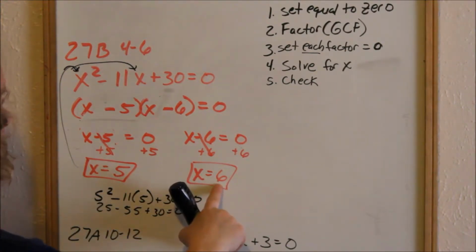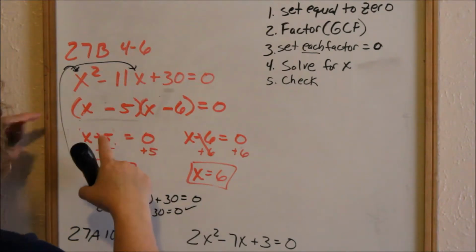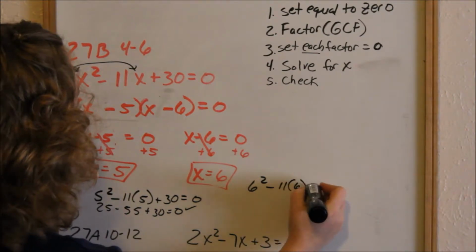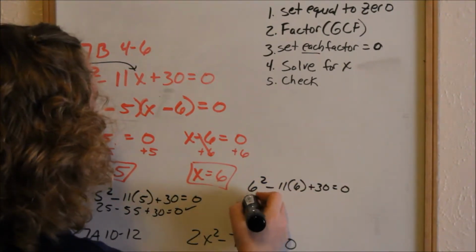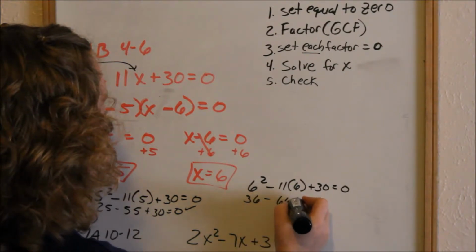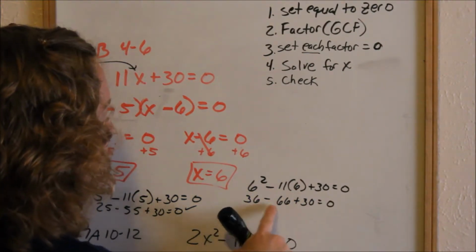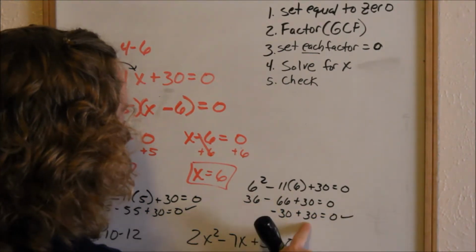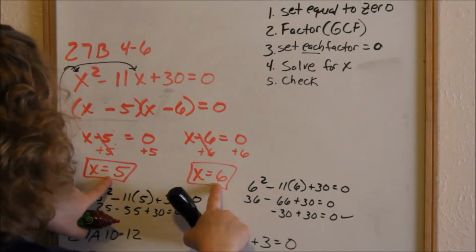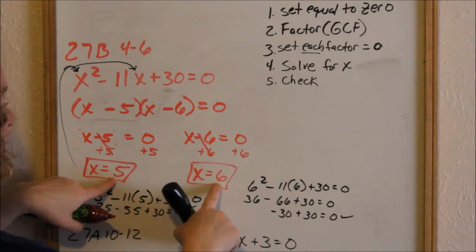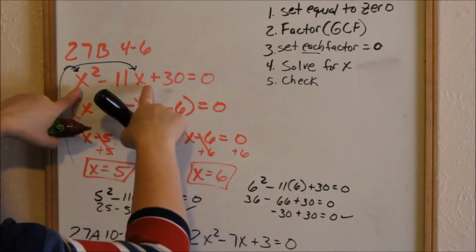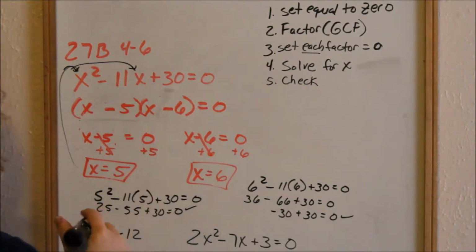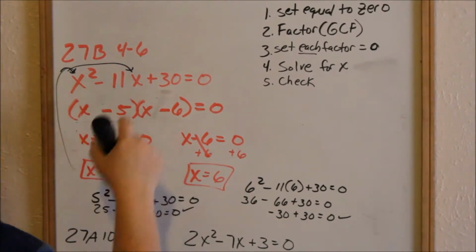Okay, now let's check my second solution. Take this and put it back in for x in my original equation. So I would have 6 squared minus 11 times 6 plus 30 equals 0. 6 squared is 36 minus 66 plus 30 equals 0. 36 minus 66 is a negative 30 plus 30, and that is a true statement. So therefore, both of these checked out. These x equals 5 and x equals 6 are the only solutions that when you put them back in for x will make the right side equal 0. So those are your 2 solutions for this equation.